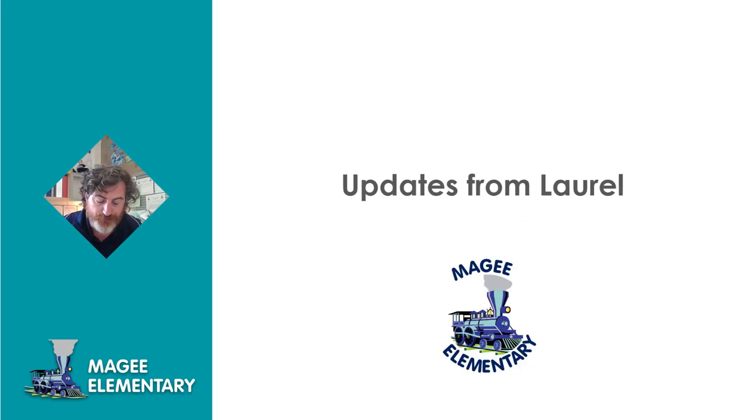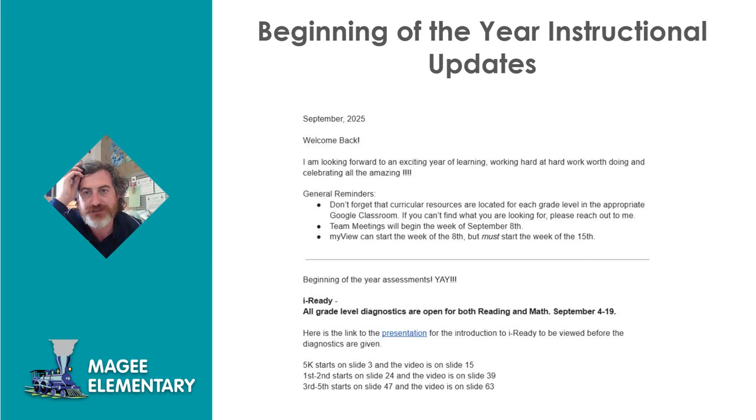We have some updates from Laurel. Laurel did send an email yesterday about some beginning of the year instructional updates, so please peruse that carefully. There's a lot of wonderful information and information that you need to keep in mind. Remember, our testing schedules are going to come very quickly. iReady, that window is from September 4th through the 19th for 5K through 5th grade. And then Ames Web Plus is September 8th through the 23rd for 4K through 5th. All of this information is on this beginning of the year instructional update document that Laurel put together and sent out.